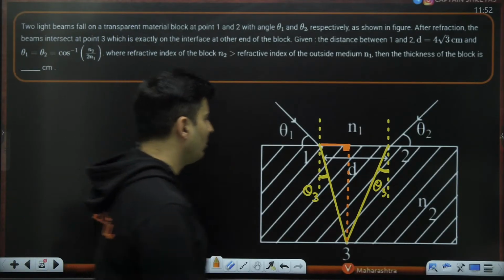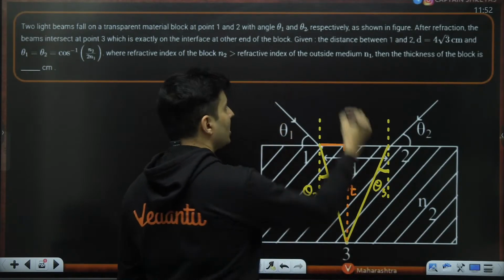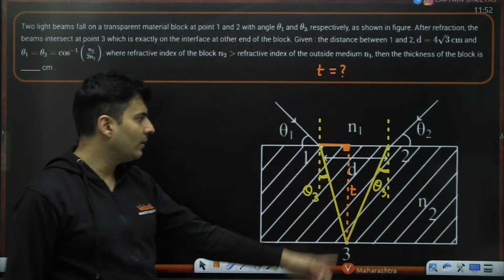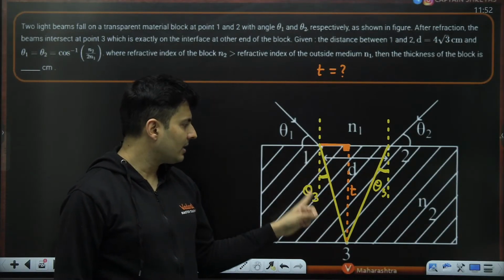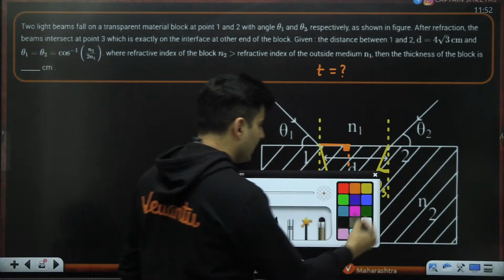The thickness of the block means this dotted line, which I will call T. The question is to find the value of T. Can I find this distance? And if I find the distance, my job will be done. I'll tell you how exactly.